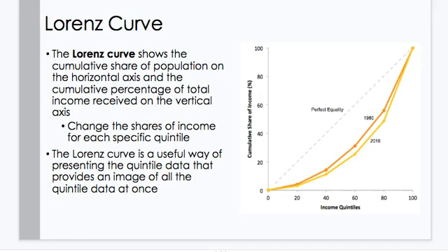Lorenz curve. This shows how the cumulative share of population on the horizontal axis and the cumulative percentage of total income received on the vertical axis are related. It shows the changing share of income for each specific quintile. The Lorenz curve is a useful way of presenting the quintile data that provides an image of all the quintile data at once. The dotted line is perfect equality. The farther the Lorenz curve is from the line of equality, the more income inequality there is.